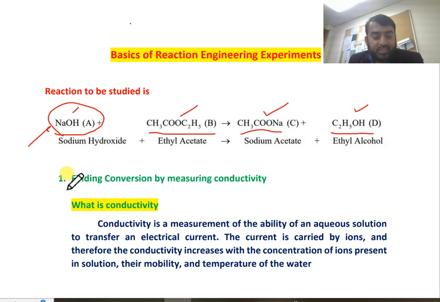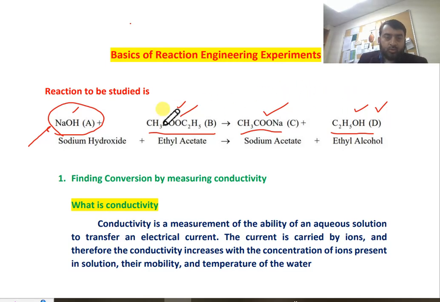Now I want you to understand the concept of conductivity. We have four chemicals: sodium hydroxide, ethyl acetate, sodium acetate, ethanol. Ethyl acetate is an organic solvent. Ethanol, ethyl alcohol, is also organic. It will not break into ions, so it will not give you any conductivity.